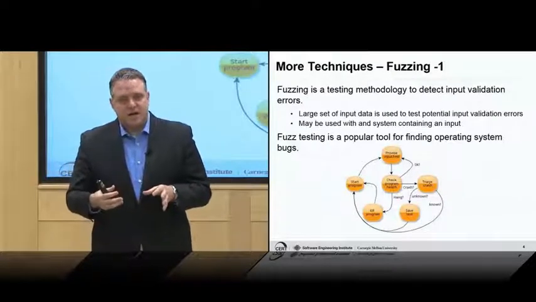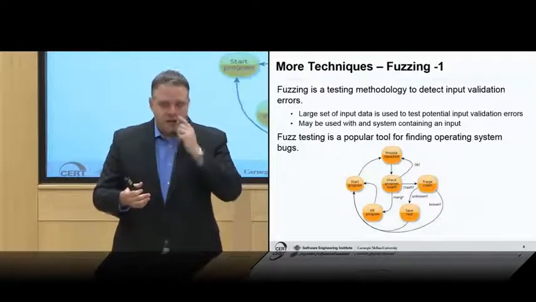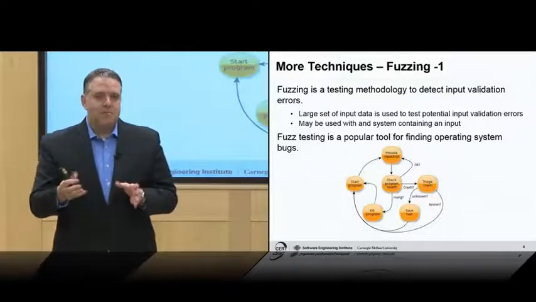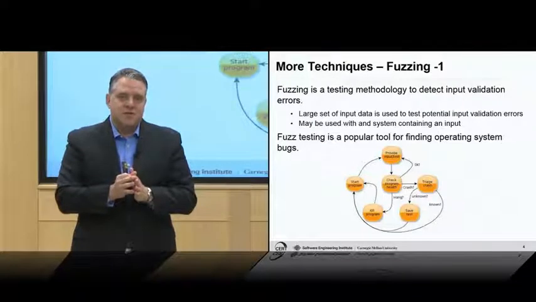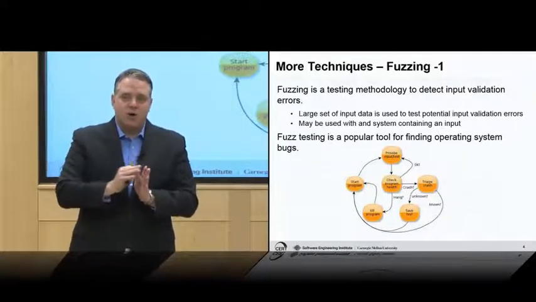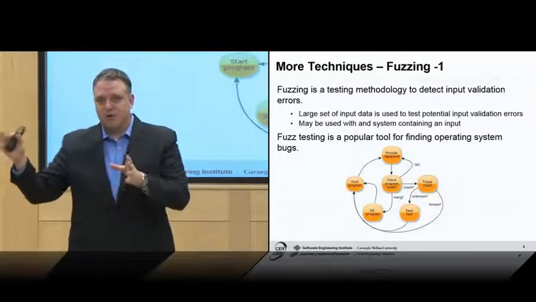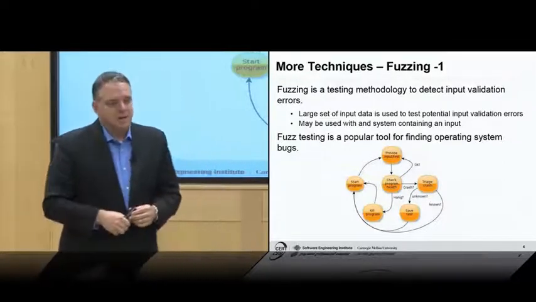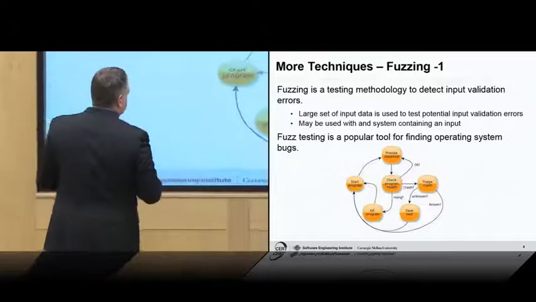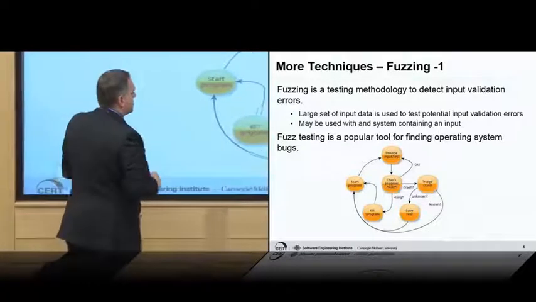Fuzzing. We talked about this a little bit, but fuzzing is this idea that you're using automated methods to find input validation errors. With fuzzing, what you're essentially doing is throwing all sorts of combinations of input at an application and seeing where it craps out on you. It's a really popular tool for finding operating system bugs and application bugs.